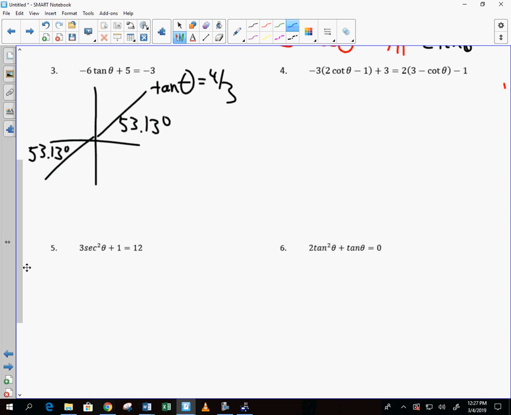Let's distribute the negative 3 through. We get negative 6 cotangent of theta plus 3.